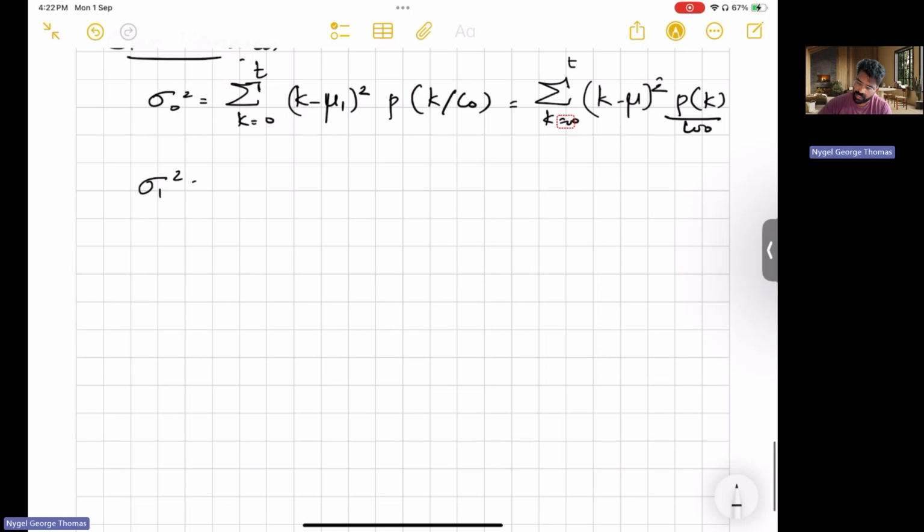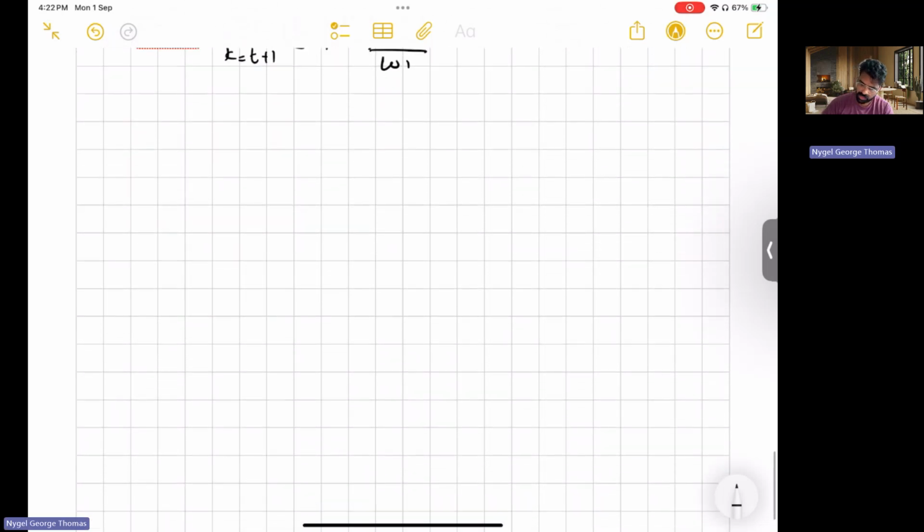Similarly, sigma 1 squared is sigma k is equal to t plus 1 to K minus 1, k minus mu1 squared P of k divided by omega 1. Total image variance.